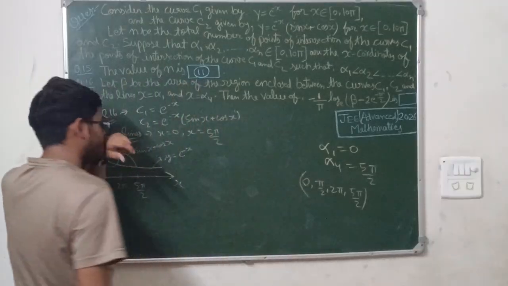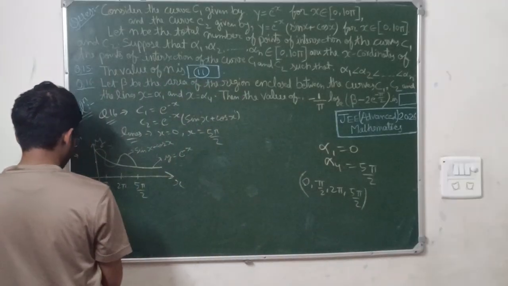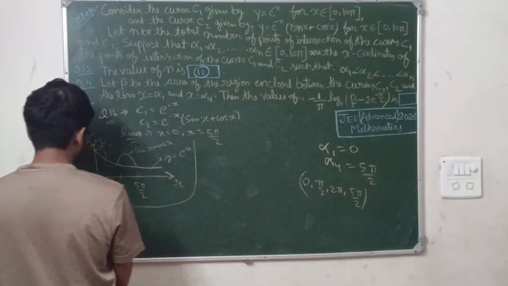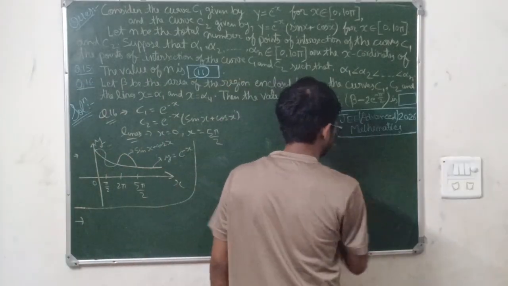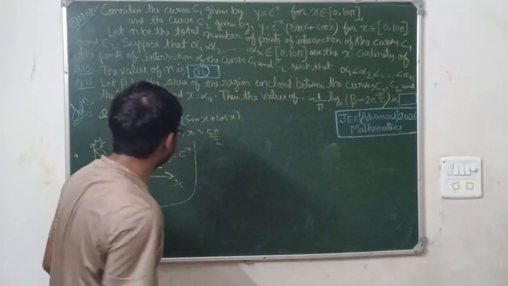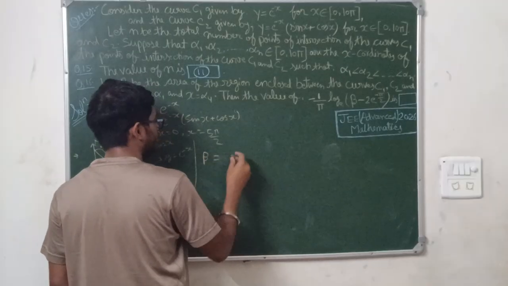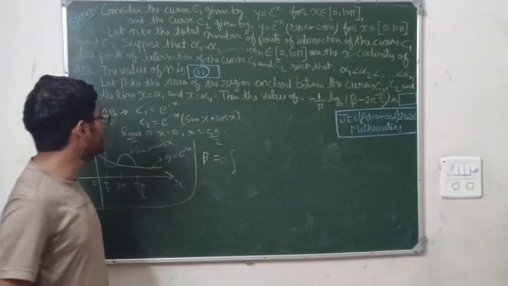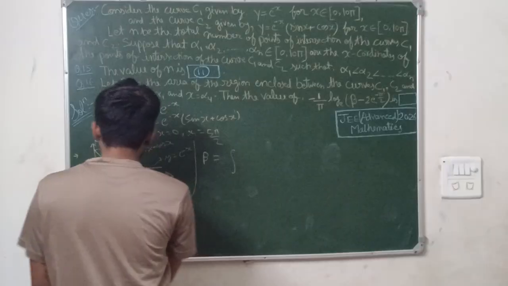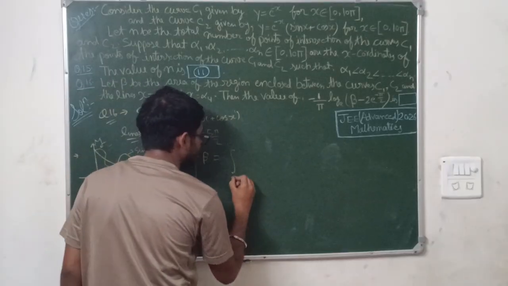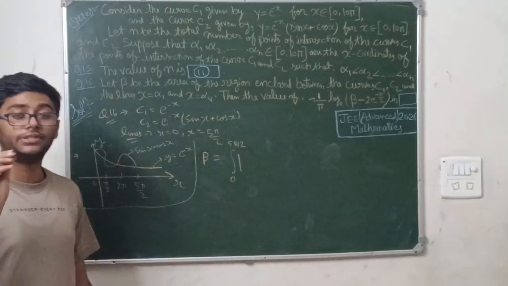Now we can easily find the area. See, what would be the area enclosed? They are denoting it by beta. So beta, what would be beta? You have to write the area. From which interval to which? x equals 0 to x equals 5 pi by 2. So from 0 to 5 pi by 2 you have to integrate it, and mod is very necessary.